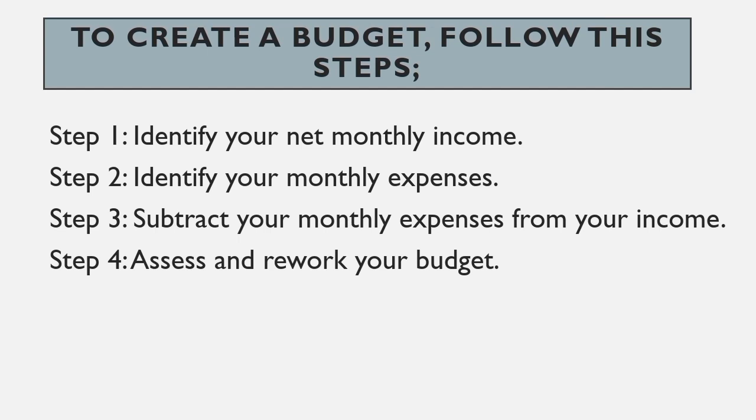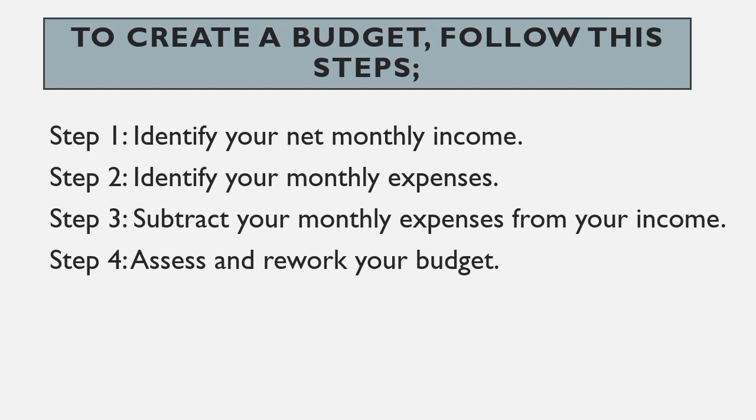Step 2. Identify your monthly expenses. Monthly expenses include rent and utilities, as well as those that occur periodically, like car insurance and medical expenses. Don't overlook any expenses. Not all your expenses are paid monthly. Step 3. Subtract your monthly expenses from your income. The difference between your income and expenses indicates whether or not you have any money to spare. If you have extra money, you'll need to decide whether to spend or save it.